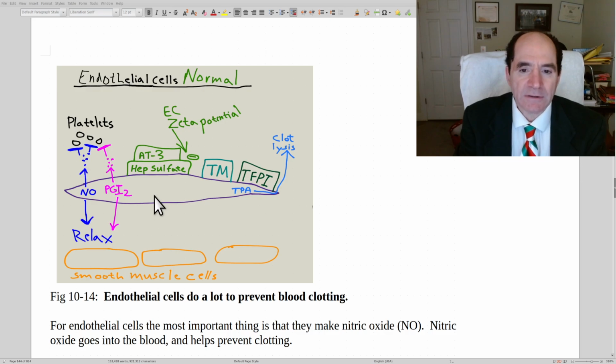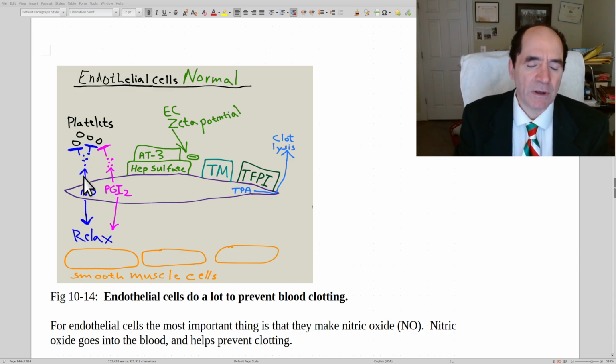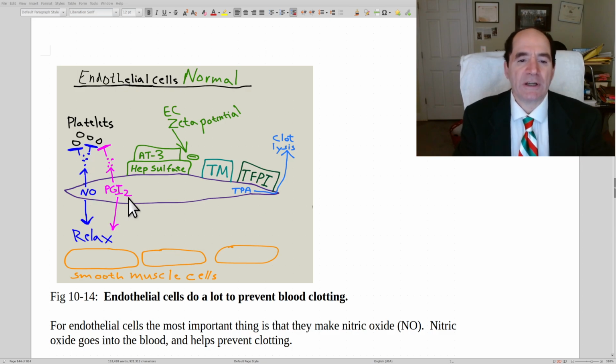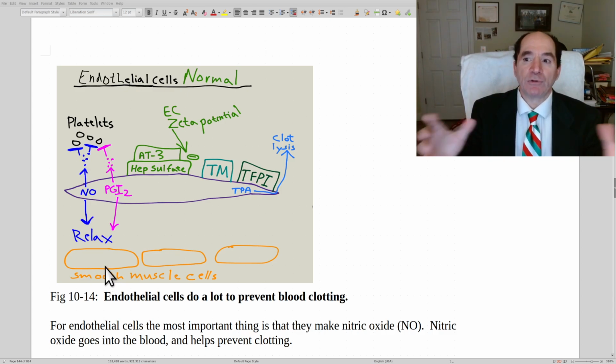So the endothelial cell does a lot of stuff to prevent blood clots from forming on it. First of all, and most importantly, it releases nitric oxide, NO. It's a gas. It diffuses into the lumen of the artery, and it interacts with the platelets to prevent them from clotting. There's also PGI2, a prostacyclin, that also prevents platelets from clotting. In addition, the nitric oxide gas diffuses into the arterial wall to the smooth muscles, and it inhibits them from contracting, so they vasodilate. It's a vasodilator.